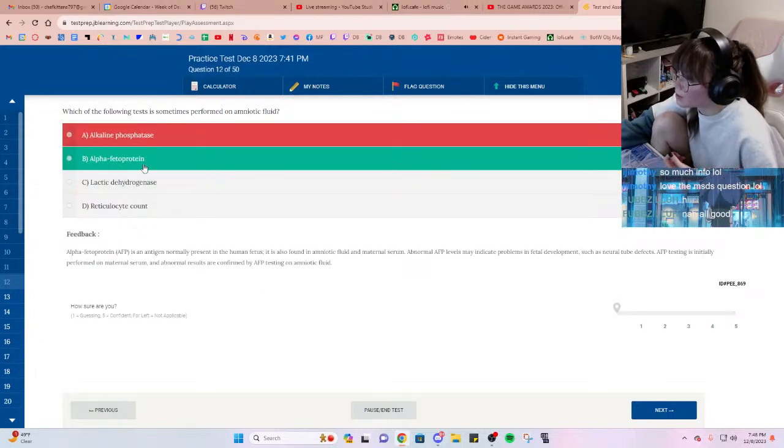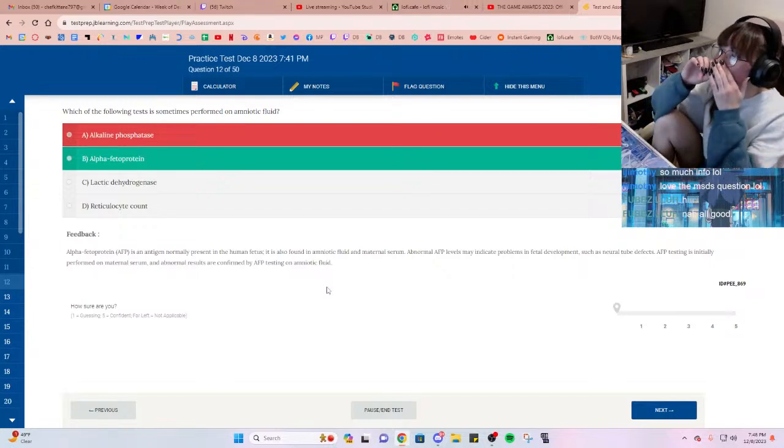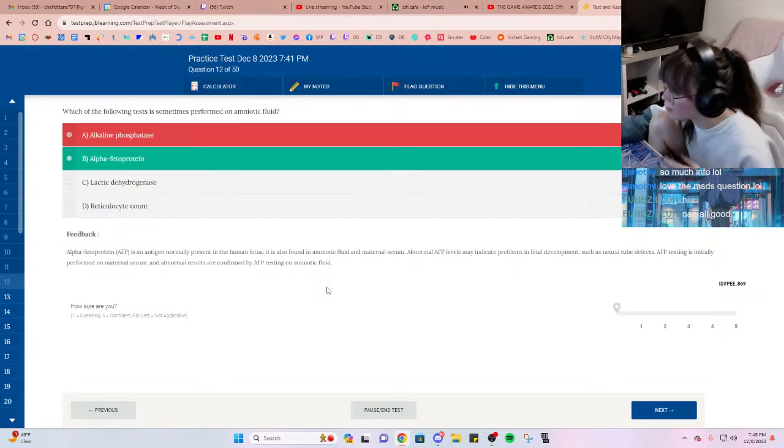Damn it! Alpha fetoprotein. Alpha fetoprotein, AFP, is an antigen normally present in the human fetus. Also found in amniotic fluid and maternal serum. Abnormal AFP levels may indicate problems in fetal development, such as neural tube defects. AFP testing is initially performed on maternal serum, and abnormal tests are confirmed by AFP testing on amniotic fluid. Amniotic fluid is the fluid inside the womb. I keep forgetting that.